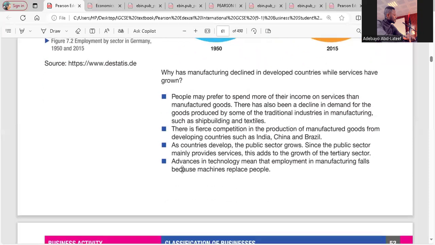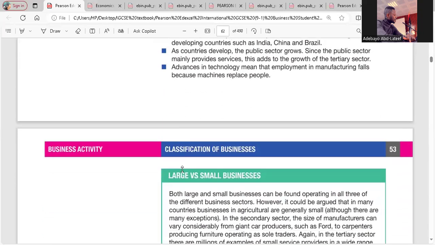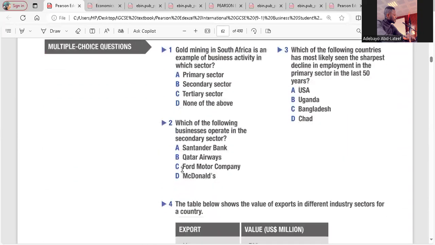Advances in technology. Technology has also changed things because technology makes things better and faster. As a result, people start thinking about services. And that means we don't need people. We need equipment, machinery, computers to carry out those jobs that people do. So with advancement in technology, the secondary sector becomes less because of automation. Is it clear? Makes sense. We go down. We have the questions now.